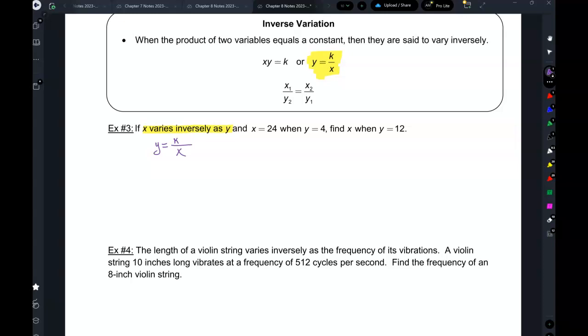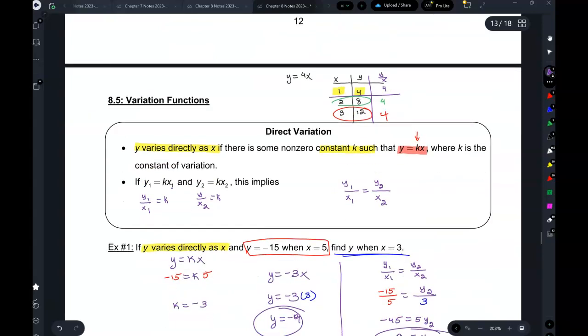And how do you keep it straight? You can always figure it out. If you have an equation like this, think to yourself, as x gets bigger and bigger, what happens to this whole fraction? It goes down. That's an inverse variation. Whereas over here, if x gets bigger and bigger, what happens to y? It also gets bigger. That's a direct variation.